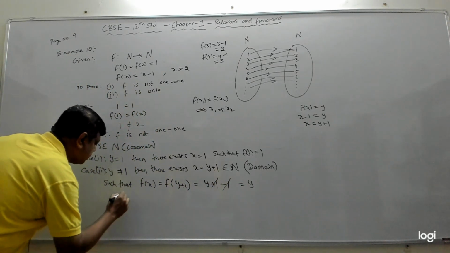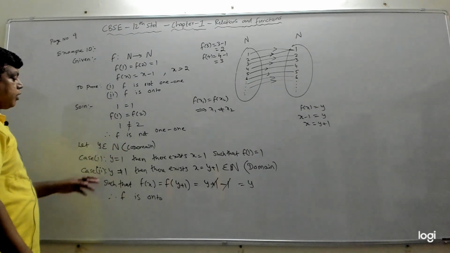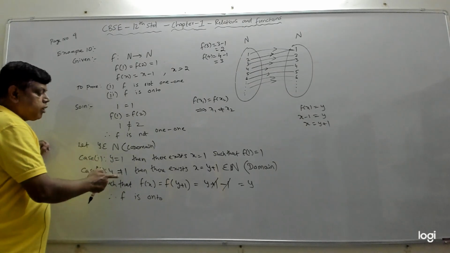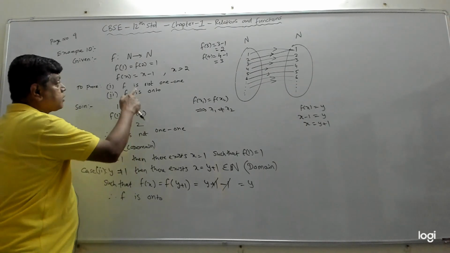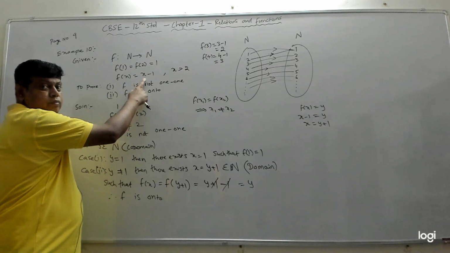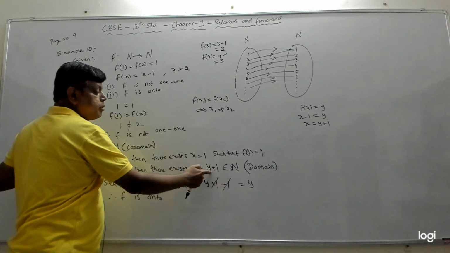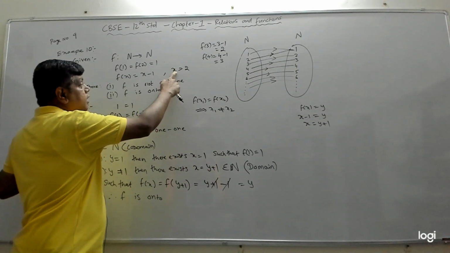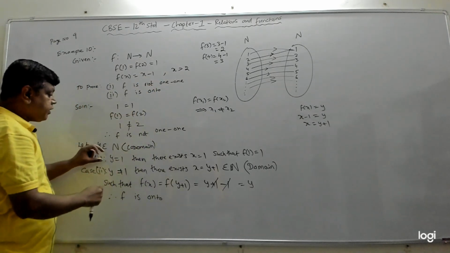Therefore, f is onto. Which means for every y, whether it is equal to 1 or not equal to 1, there are only two cases. Because if y is equal to 1, then we cannot use this function. Because if y is equal to 1, then y plus 1 will become 2, but x will be equal to 2. But only when x is greater than 2, I can use this function. When x is equal to 2, I can't use this function.